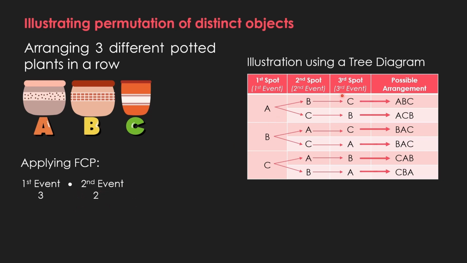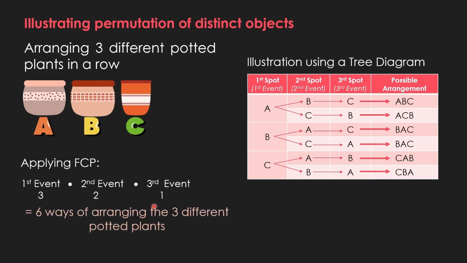Now, there is a third event also, and according to the illustration, in the third event we only have 1 choice left. And that is why we put 1 here. If we multiply that, we have 3 times 2 is 6, and 6 times 1 is 6, and it's the same answer with the illustration that we made. We only have 6 ways of arranging the 3 different potted plants.